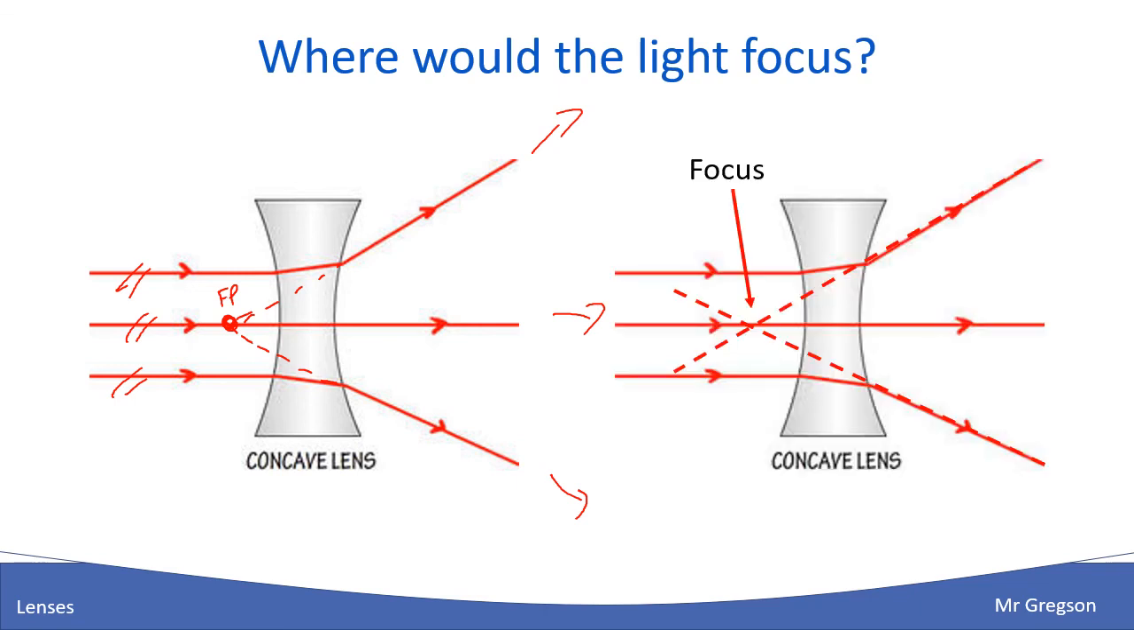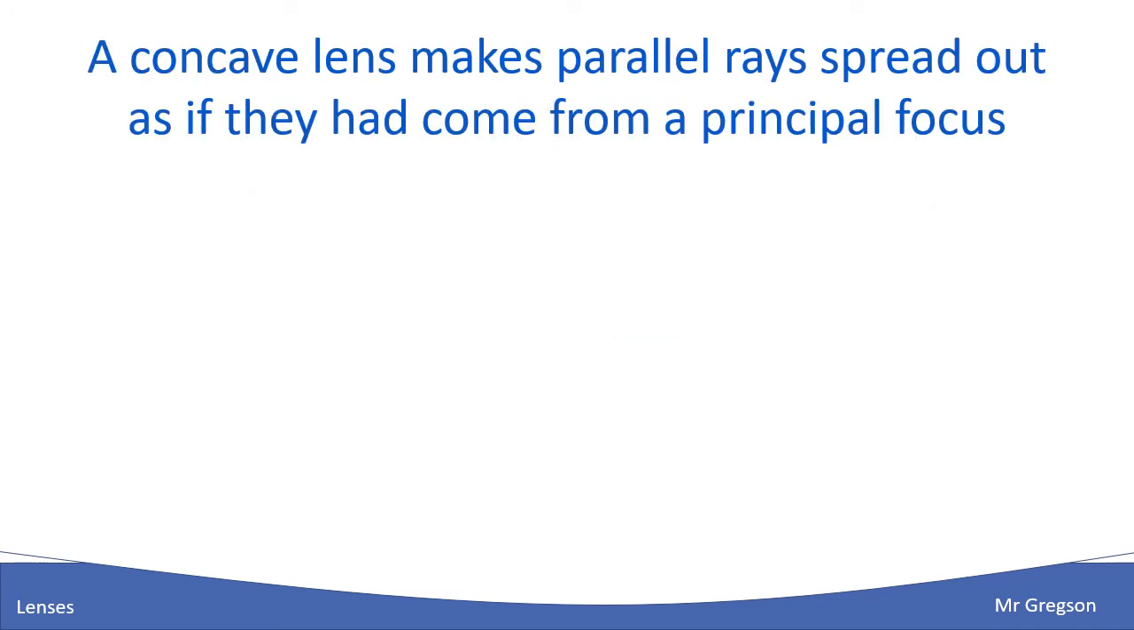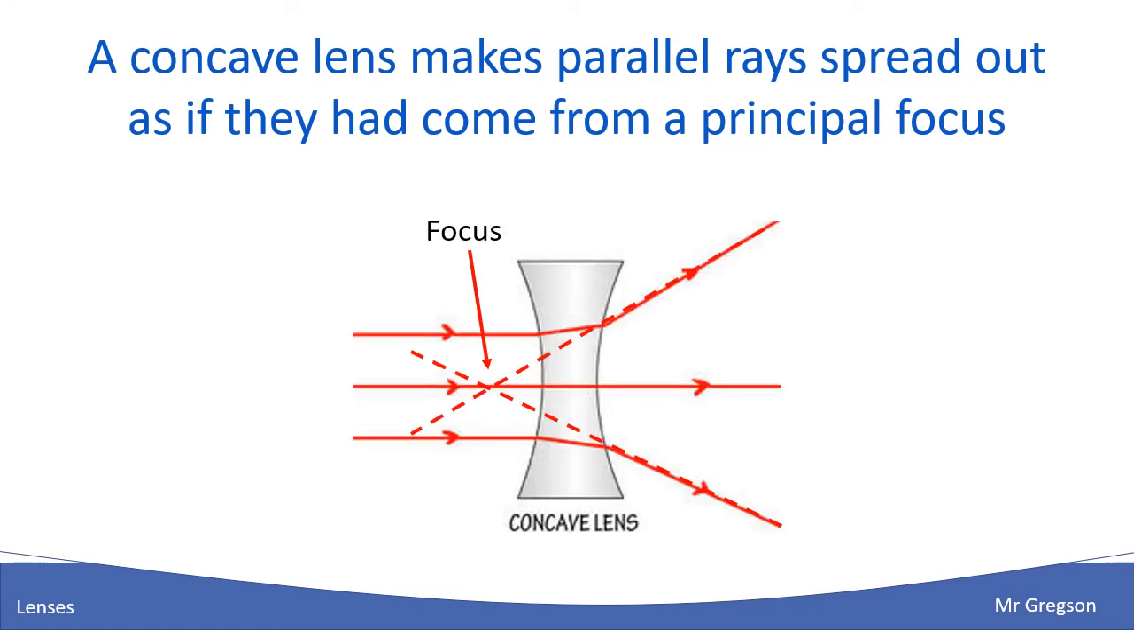Oh, there you go, better diagram. I've just pressed the button and got the other diagram, so you've got a nicer picture. But the focus point's pretty obvious there. Okay, so concave lenses make parallel rays spread out as if they come from a principal focus. That seems like the same slide again.